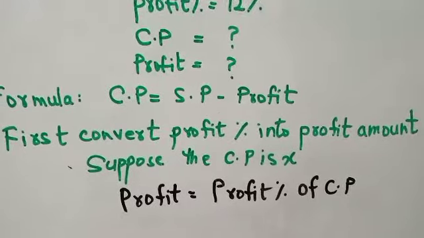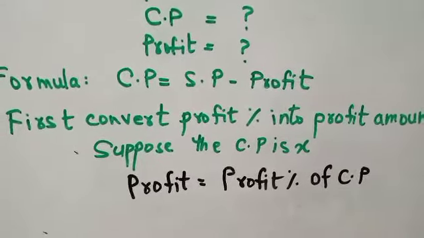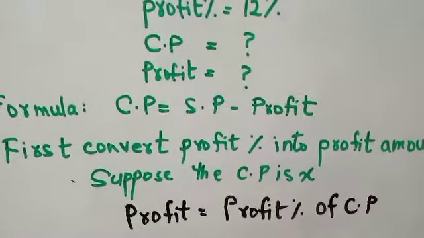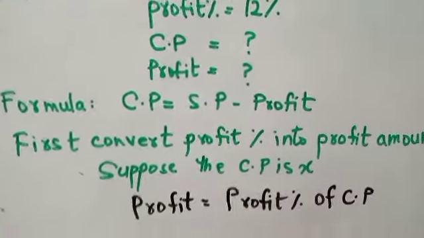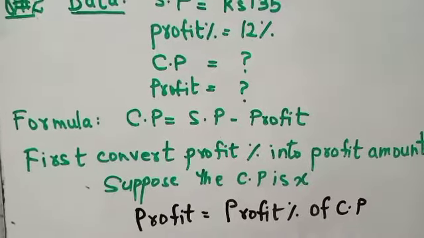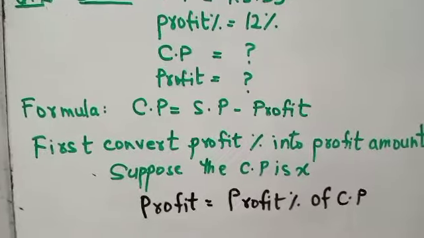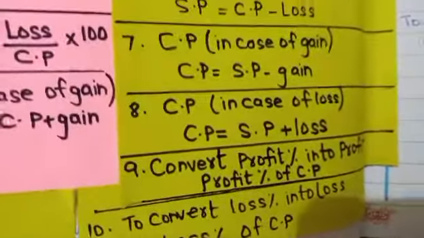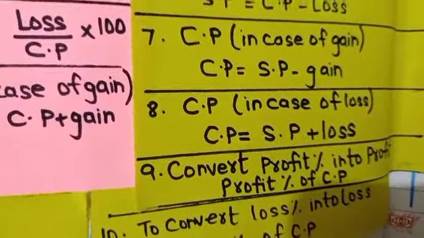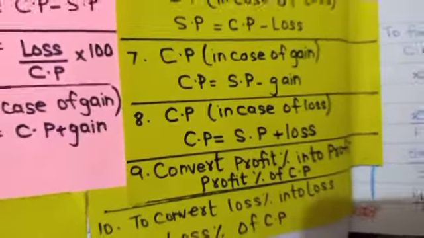Suppose the cost price is X, because remember that whenever you have to do conversion of loss or profit, they are calculated on cost price only. So cost price is not given to us, so we will suppose it as X. I will use formula number 9 over here. Convert profit percentage into profit, which says profit percentage of cost price.